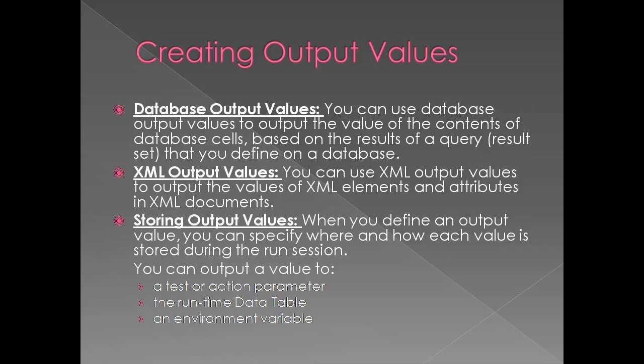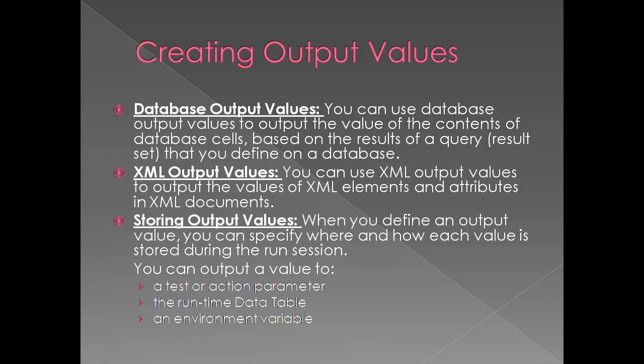Database output values. You can use database output values to output the value of the contents of database cells based on the results of a query result set that you define on a database. You can create output values from the entire contents of the result set or from a part of it during the run session. Quick Test retrieves the current data from the database and outputs the values according to the settings that you specified.